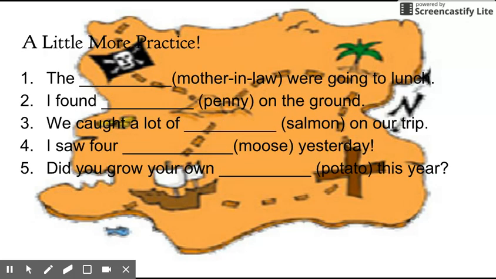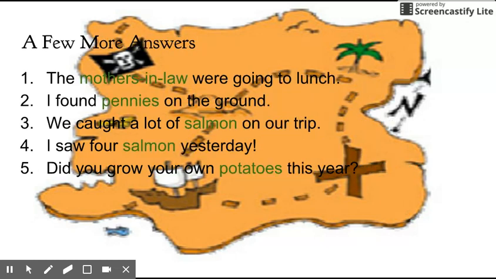We're going to do a little bit more practice here. Make sure you write these down so you can see how you did. Remember, you're going to make whatever's in the parentheses plural. The blank, we're going to lunch. I found blank on the ground. We caught a lot of blank on our trip. And I saw 4 blank yesterday. And finally, did you grow your own blank this year? All right, let's see how we did.